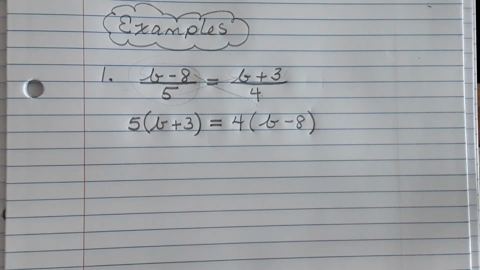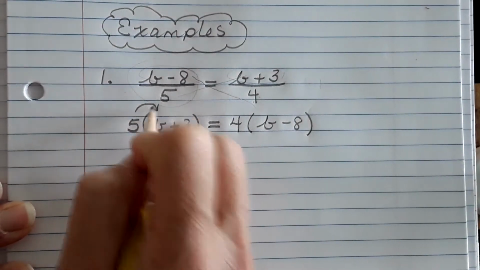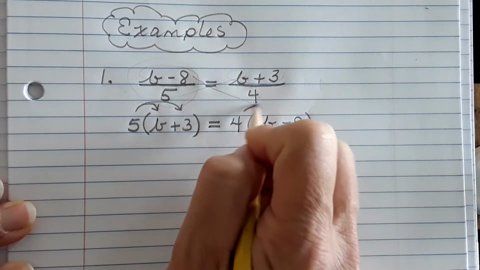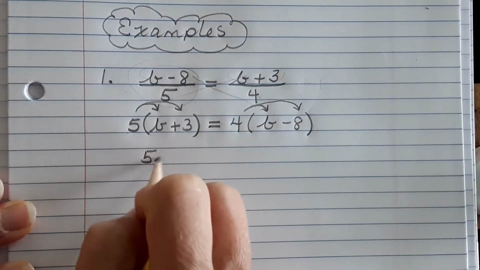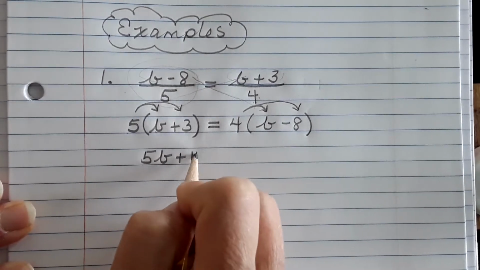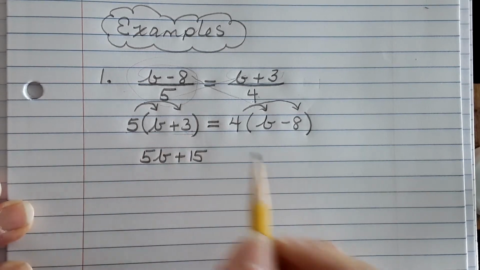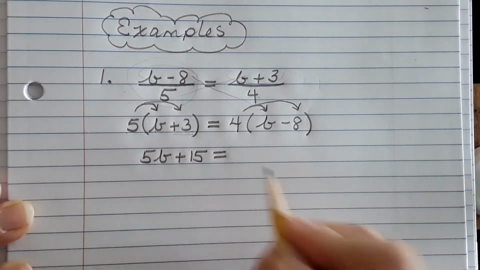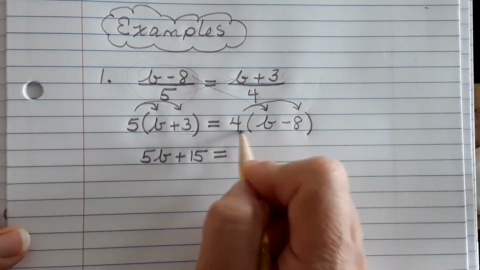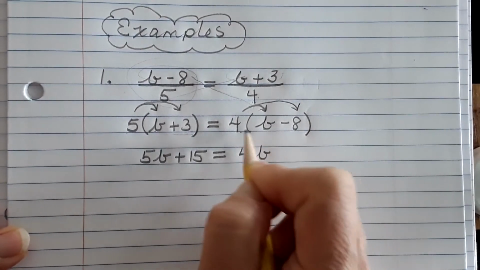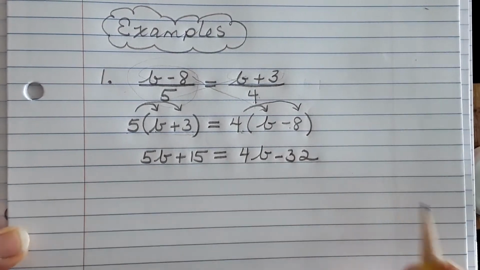And this is very similar to equations that we have been solving up to this point. Always distribute first, so you have distributing here and here. So 5 times b is 5b. Plus 15, don't forget to go all the way through your set of parentheses. Don't forget to bring down your equal sign. Every line should have a new equation. 4 times b is 4b, and then remember 4 times -8, -32.